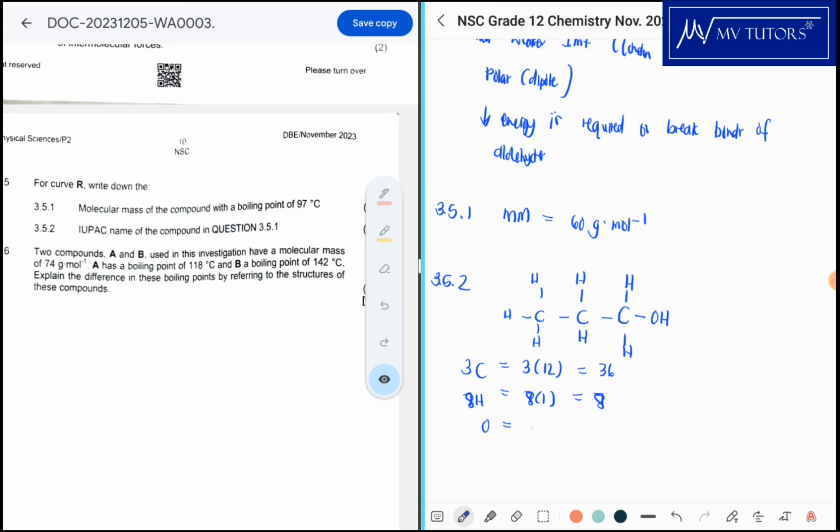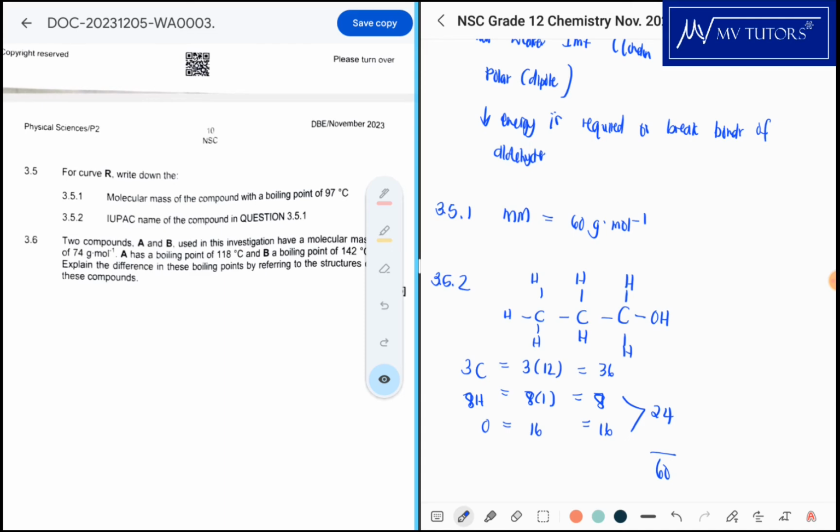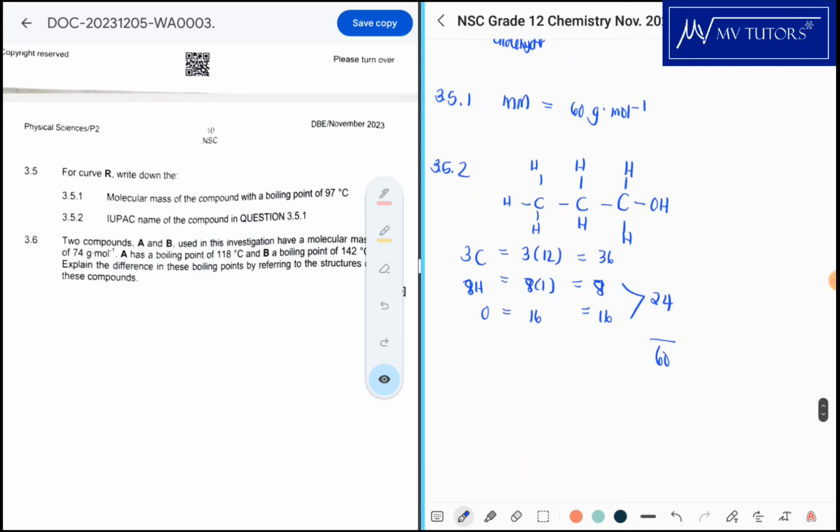All right, so we have 16 over there. So what is 8 plus 16? That's 24. And 24 plus 36 gives us 60. Whew. Okay, we finally get to an answer, and it's only 2 marks. My goodness. So the IUPAC name, we have 3 carbons, and it's a primary alcohol, remember? So we have propanol. There's no need to say propan-1-ol. It's a primary alcohol, so it's fine as propanol. We can leave it at that.